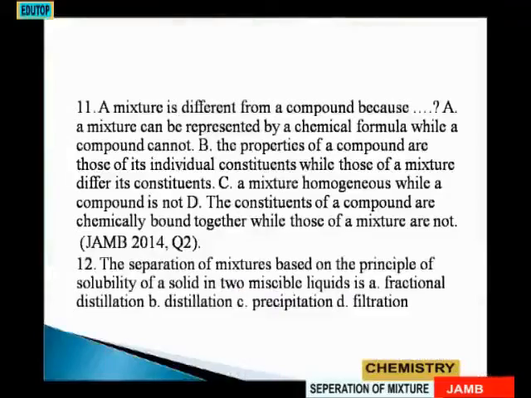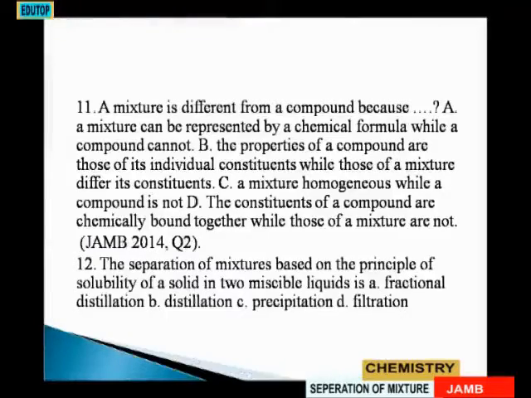Question number 12. The separation of mixtures based on the principle of solubility of a solid in two miscible liquids is A, fractional distillation, B, distillation, C, precipitation, D, filtration. Fractional distillation is used to separate two or more substances with respect to their boiling points, so it has no significance here. Distillation is also the same principle; it is used to recover solvents from a solution.